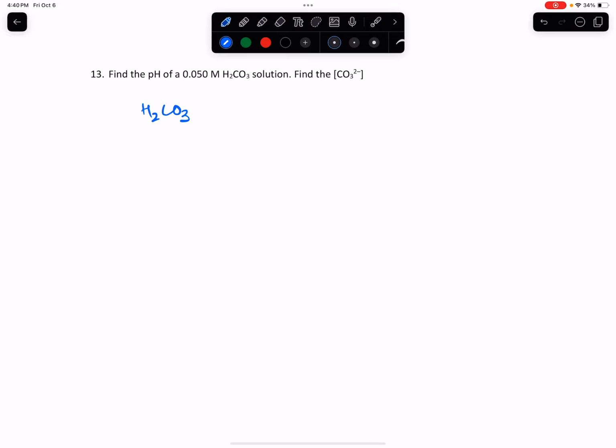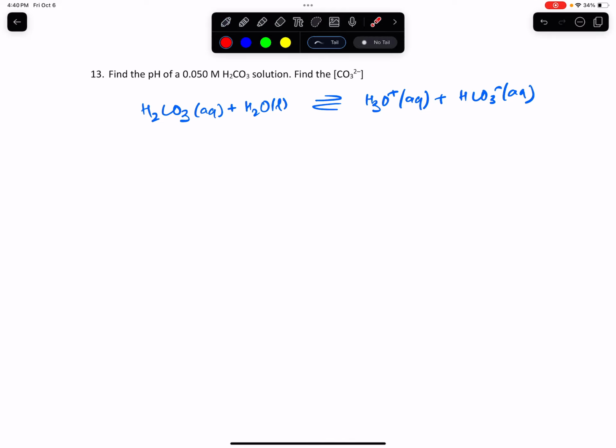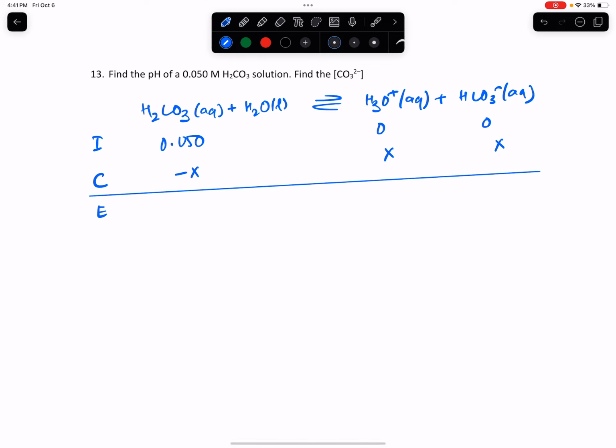So we have H2CO3 aqueous plus water, and that ionizes to give H3O plus aqueous plus HCO3 minus. So that is my first ionization. Initially I have 0.050 molar of this and 0 of these. The change is going to be minus x of this and x of that, and then the equilibrium is going to be 0.050 minus x, and then x and x.